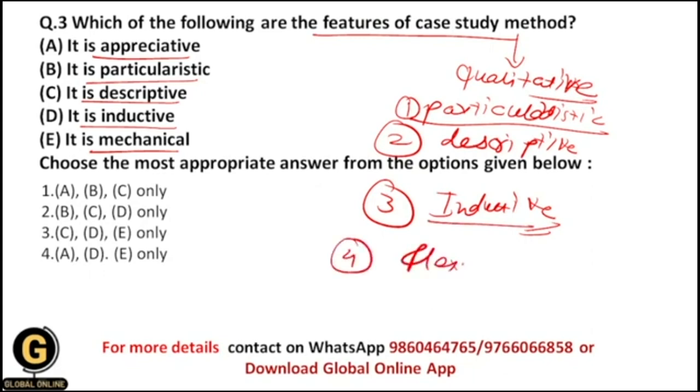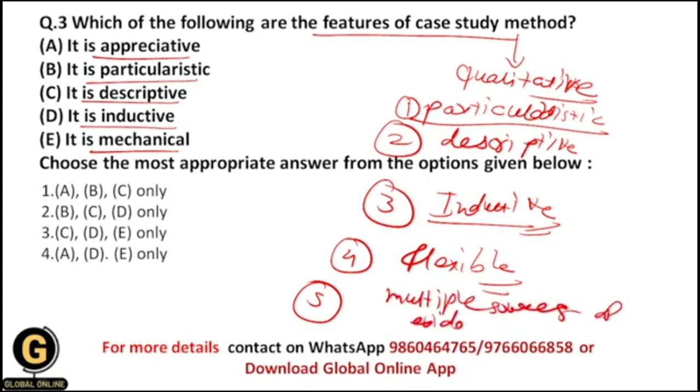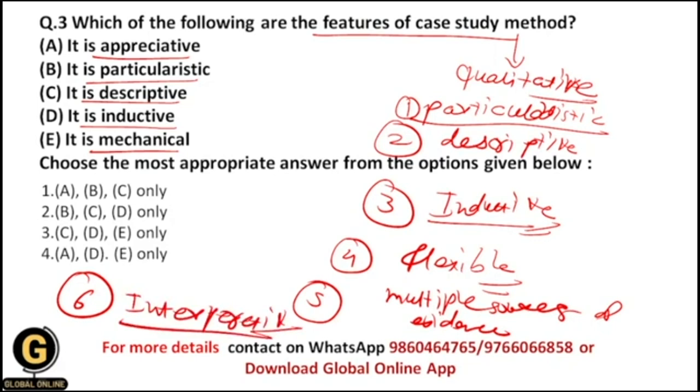Again, the case study method is flexible. It means that we can use various data collection methods over here. There is nothing like a fixed research design. We can use different research designs based upon the situation. Next is that it should have multiple sources of evidence. And the sixth one is that it is interpretive. Interpretive means we should interpret our results, or the observations that we are getting, at the final stage.